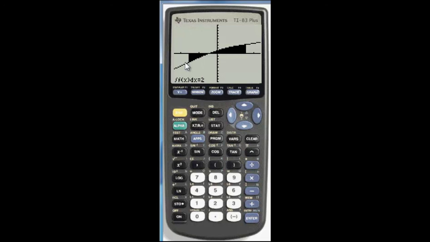And it gives us the estimate of 2. And it even shades in this area right here. Once you go through example 3, you'll see that this would be the verification of that definite integral. And that's all there is to it.